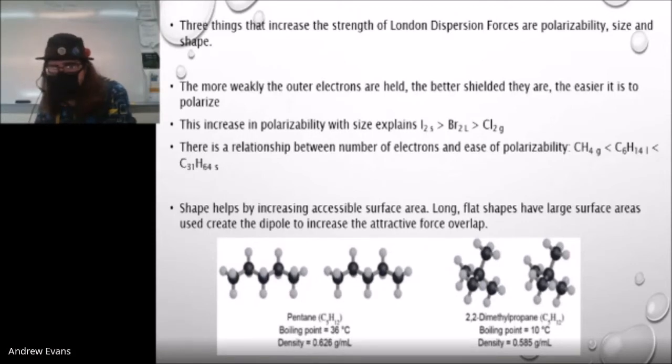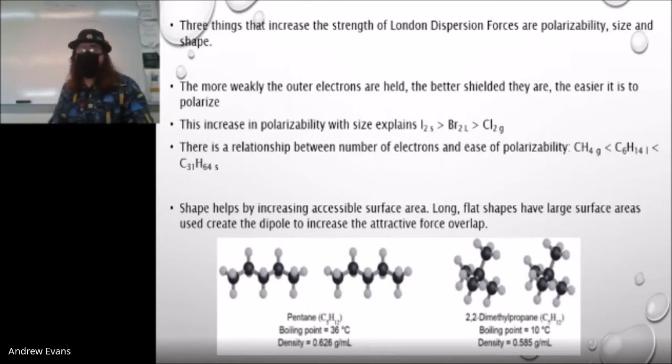But this size thing also explains, if you look at it, fluorine is a gas, chlorine is a gas, bromine is a liquid. Bromine is bigger than chlorine. It's also going to have more electrons and be more polarizable. So bromine has enough London dispersion forces to be a liquid. Iodine is even bigger than bromine, so it has even more London dispersion forces and thus can exist as a solid.